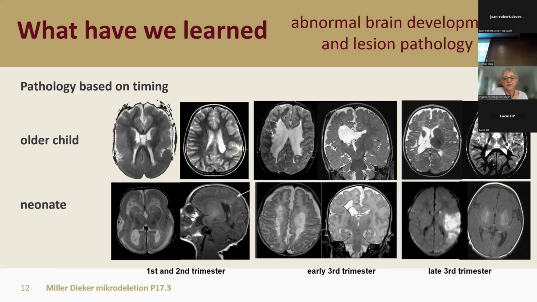Then two examples of polymicrogyria or schizencephaly in the older child and the neonate. Then typical early third trimester lesions, that means periventricular leukomalacia in its cystic form in the neonate, and in its typical late stage form in the older child, where there is tissue reduction in the periventricular region and gliosis.